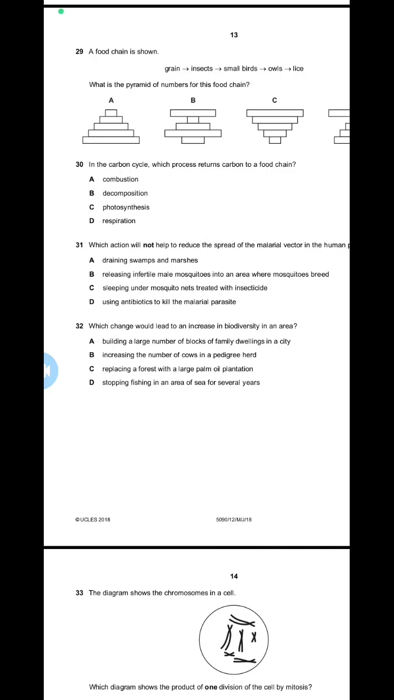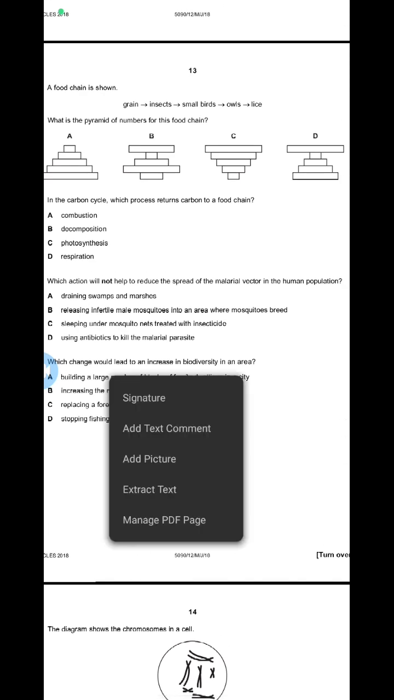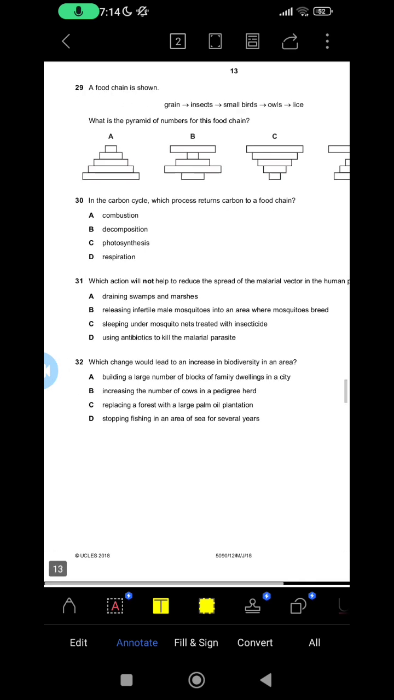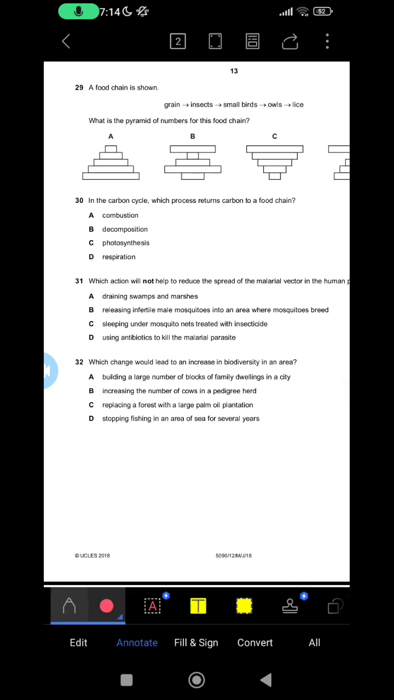Which action will not help to reduce the spread of the malarial vector in the human population? Draining swamps and marshes. This is not the correct answer because this is helpful. Releasing sterile male mosquitoes into an area where mosquitoes breed. Yes, this will also help as it will result in the population of mosquitoes decreasing as mosquitoes will be infertile. This is also incorrect.